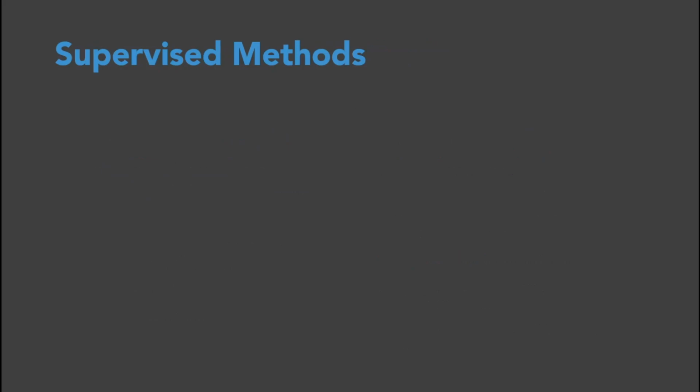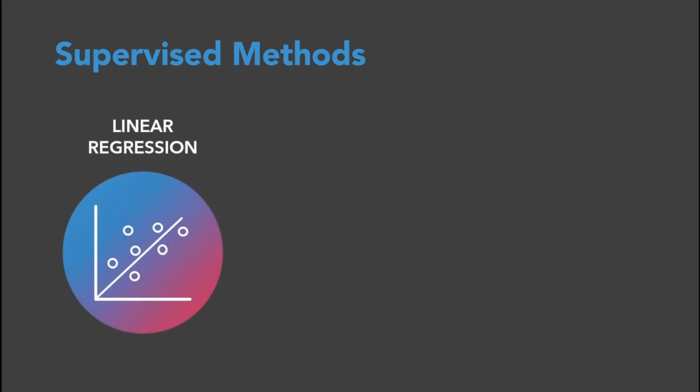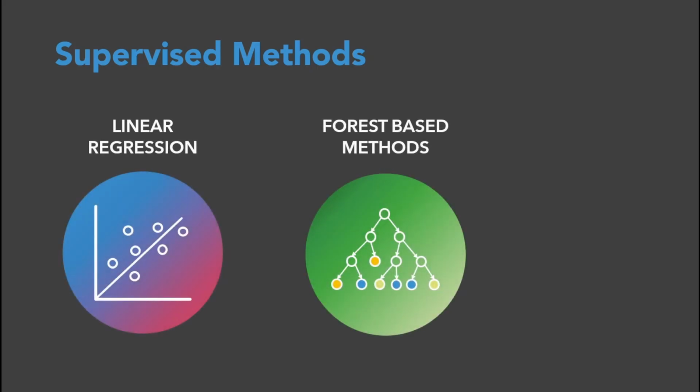Next up are the supervised methods. The main two approaches are linear regression and forest-based methods. Linear regression is really straightforward, although it generally works best when used as a multivariate approach. Meanwhile, the forest-based methods leverage algorithms such as random forest or XGBoost. And there are some caveats for using forest-based approaches, which I plan to discuss in more detail in a future video.